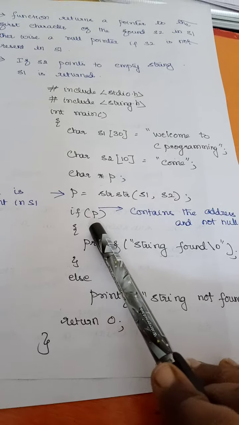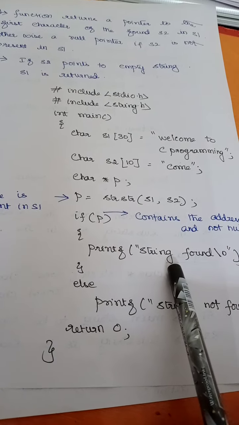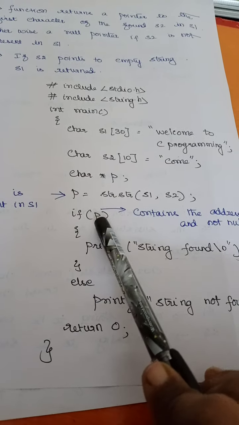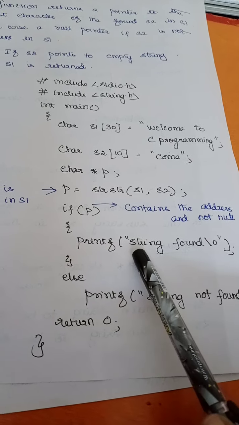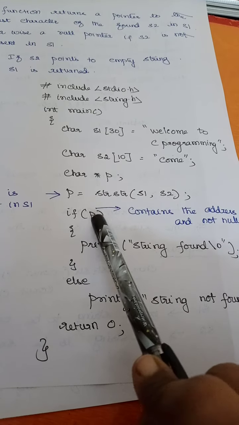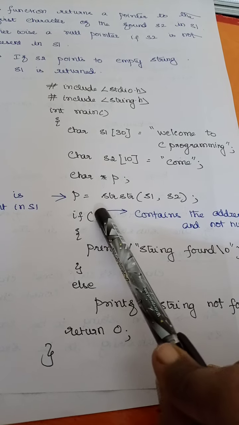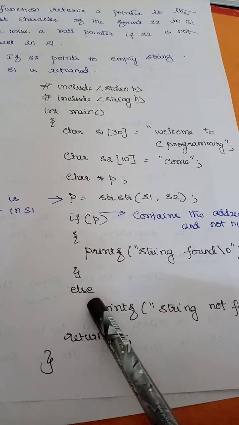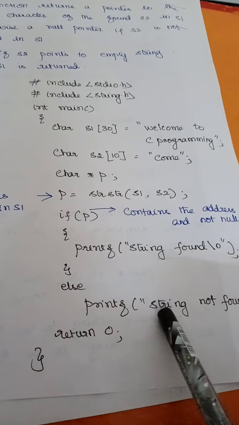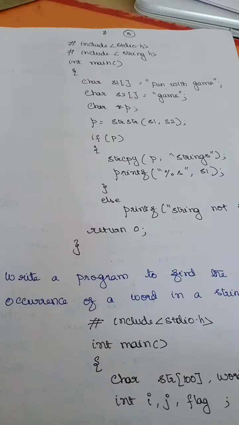If it is null, if I get a 0 value, then it means the string is not found. Else if it contains some address, then I need to print that. If I have some address here, then I can print "string found". If I don't have any address here, it will be a 0. So if it is 0, then I will print, else, "string not found". Clear? So these are all simple things.